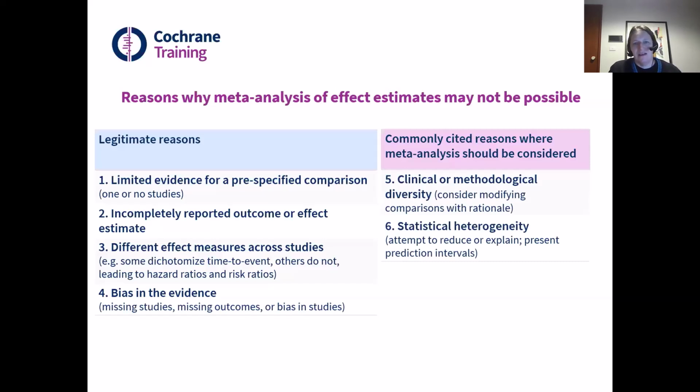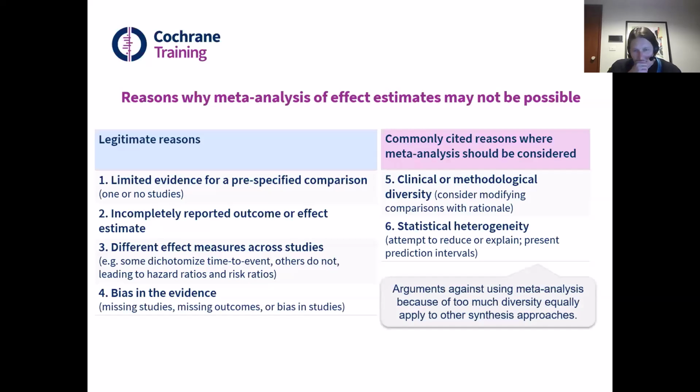Commonly cited reasons where meta-analysis should still be considered. So you'll often read in systematic reviews the comment that there was clinical or methodological diversity. If that's the scenario, then what you can potentially do is consider modifying comparisons with the rationale if you weren't expecting the diversity that you ultimately do come across. And people will say, oh, there's too much statistical heterogeneity. Well, one way to deal with that is to attempt to actually try to explain it. And also sometimes we can do something by calculating something known as prediction intervals, which can describe the intervention effects across the studies.